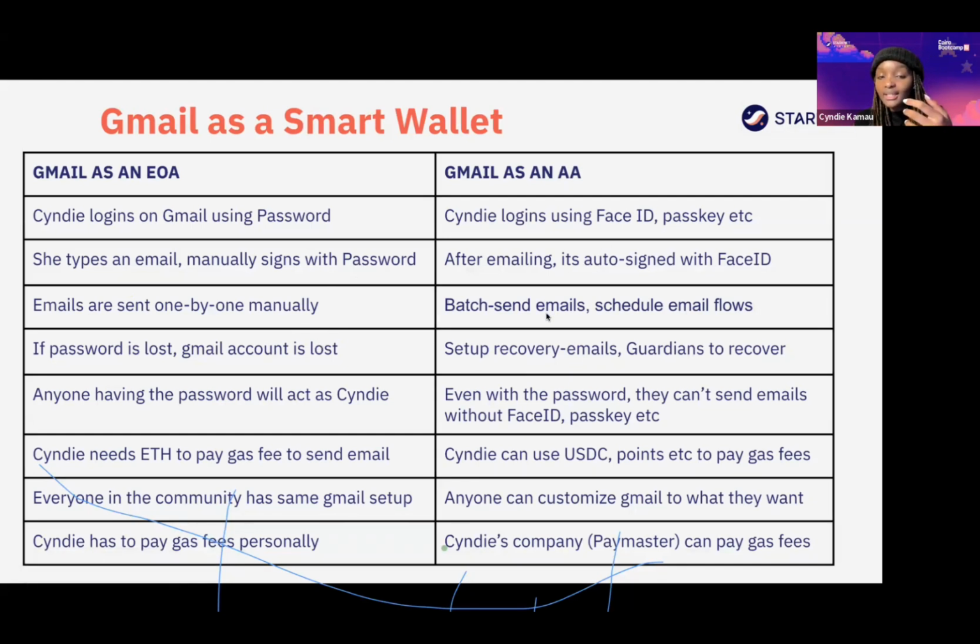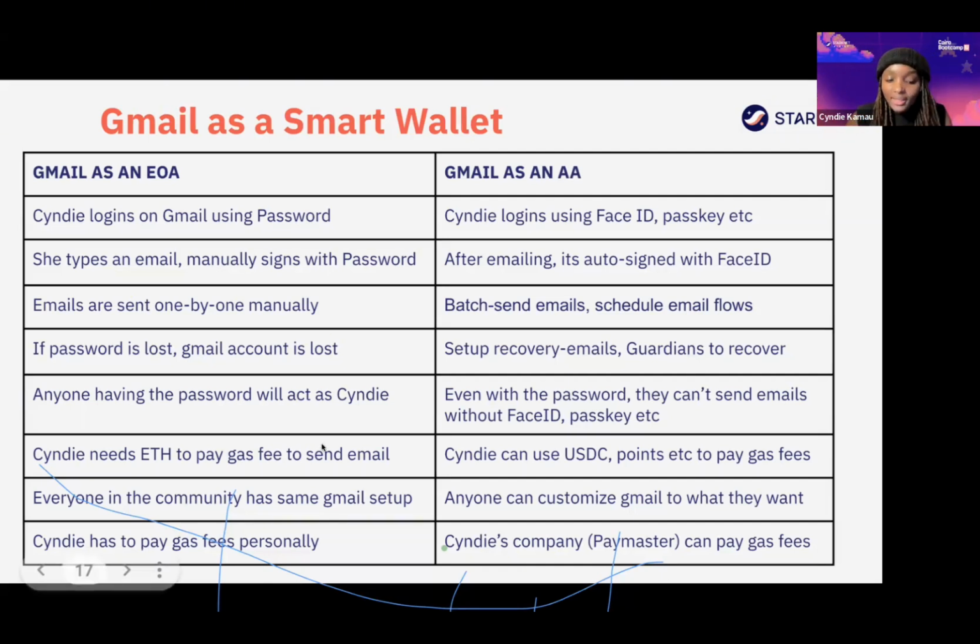But if Gmail was an account, a smart wallet, right? I can set up recovery emails. I can set up a recovery email. I can even use guardians. What guardians means, I can bring my mom or my sister, and they are trustees. When I lose my Gmail account, I can recover using, let's say, their Gmail account. Okay. So even if I lose my password, I can still be able to recover it.